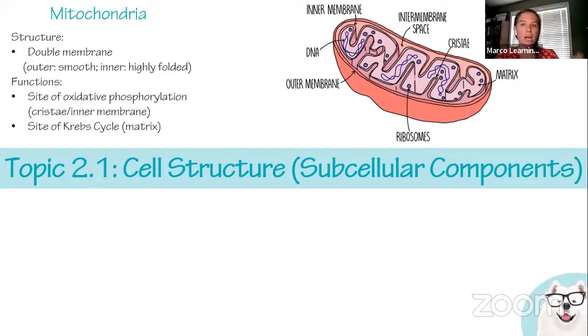So we also have mitochondria. Mitochondria has a double membrane. There's that outer membrane that's smooth. The inner membrane is highly folded. That is going to be essential when you think about cell respiration. The function is oxidative phosphorylation, specifically taking place at that inner membrane, or the cristae. And also on the inside, in the matrix area, we're going to see the Krebs cycle.